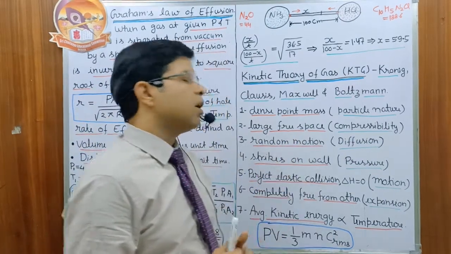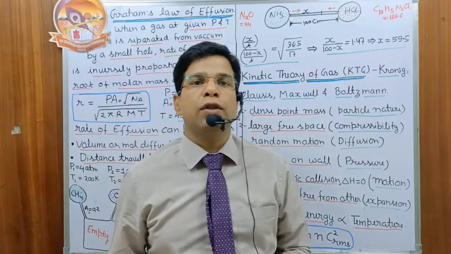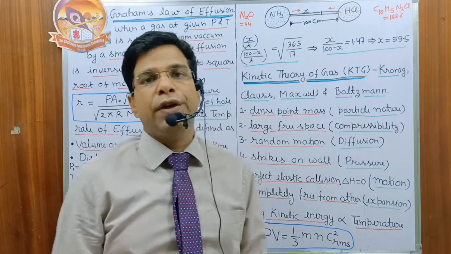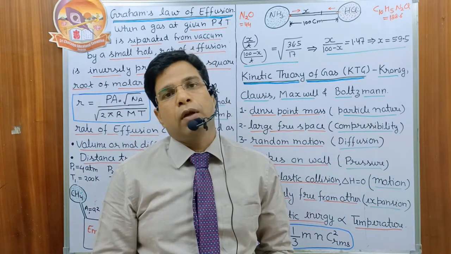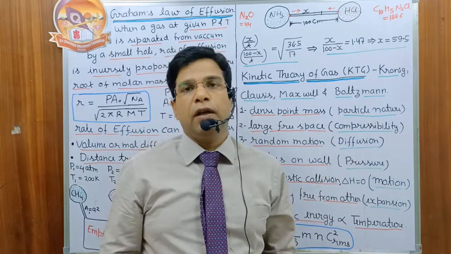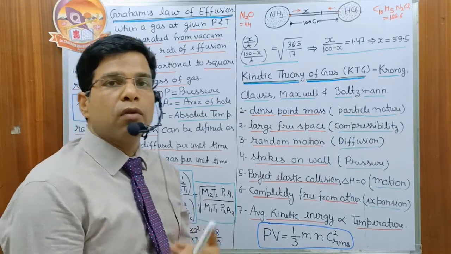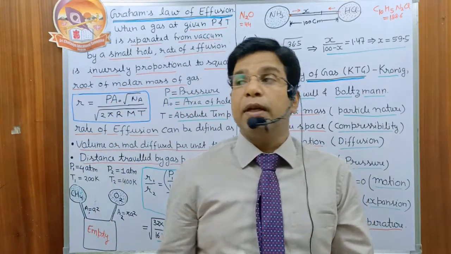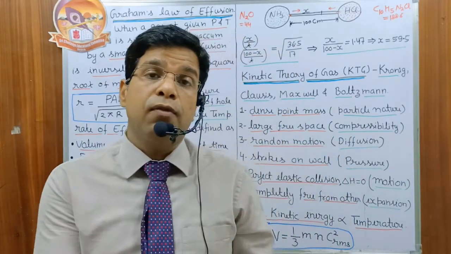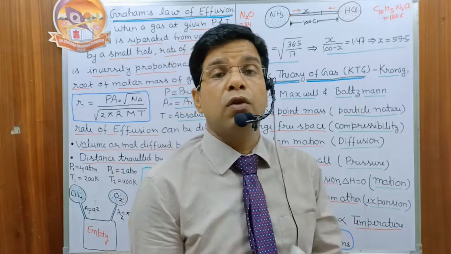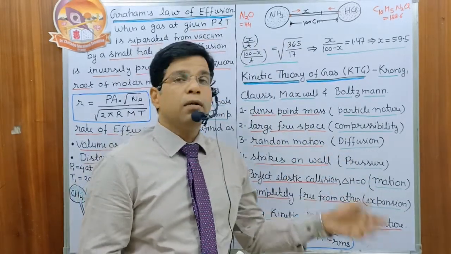Next point, they are always in random motion. They move in zigzag motion, or Brownian motion. The motion is completely random. They always have the tendency to occupy all the volume available to them, and this point explains the diffusion of the gas. Next, they collide with each other, and at the same time they collide on the wall, and whenever they collide on the wall, they exert force in the outward direction. That force per unit area is called the pressure of the gas. So this point explains the pressure of the gas.